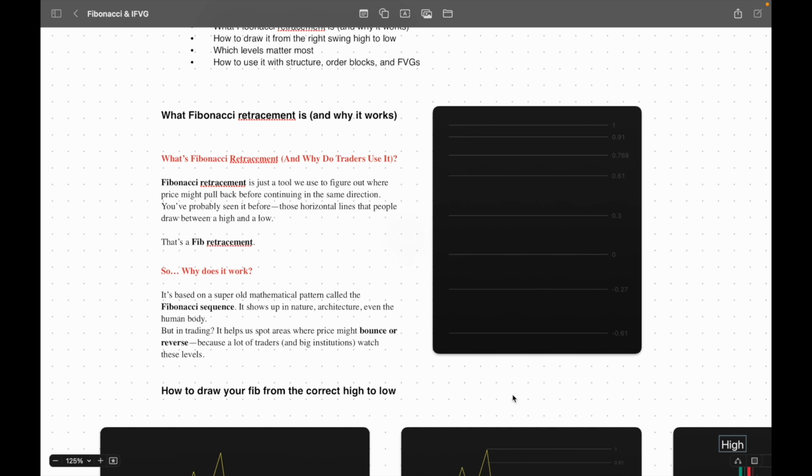Now, why does Fibonacci work? It's based on a super old mathematical pattern called the Fibonacci sequence. In trading, it helps us to spot areas where price might bounce or reverse, because a lot of traders and big institutions watch these levels.